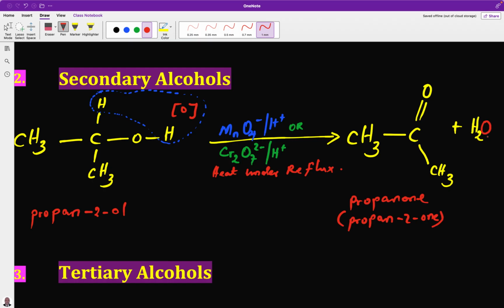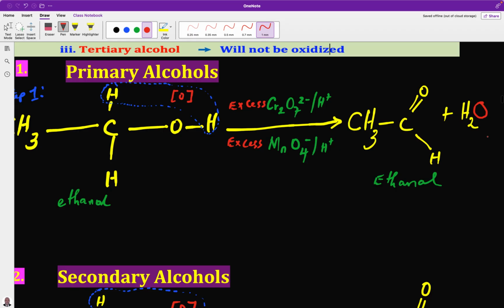So, once more, primary alcohols are oxidized to what? Primary alcohols are oxidized to carboxylic acid. But if you want to obtain an aldehyde, the product formed should be distilled immediately. The aldehyde should be distilled off immediately. As soon as the aldehyde is formed, it should be removed.